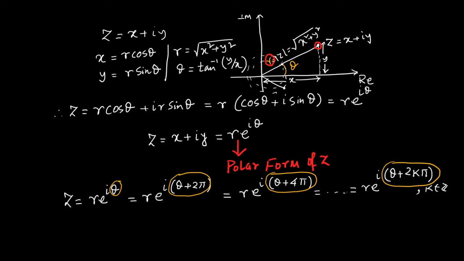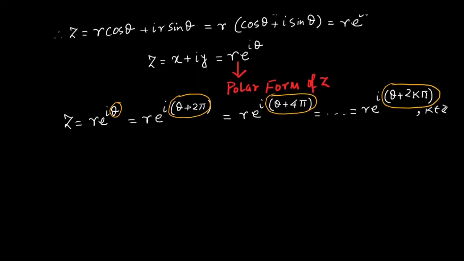Therefore, for a particular complex number z, how can we understand which particular theta we are talking about? Although r is fixed, since the angle can be theta, theta plus 2 pi, theta minus 2 pi, theta plus 4 pi, theta minus 4 pi, etc., this may lead to confusion about which theta we are referring to in a particular context. To avoid this, we will use some terminology. What are the terminologies?